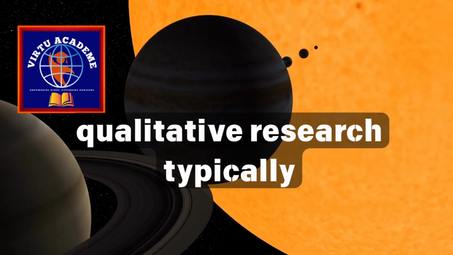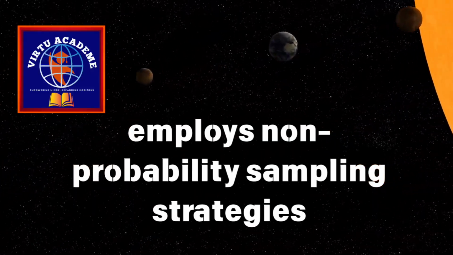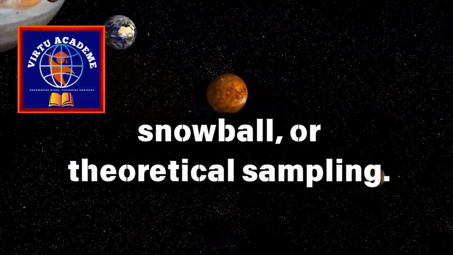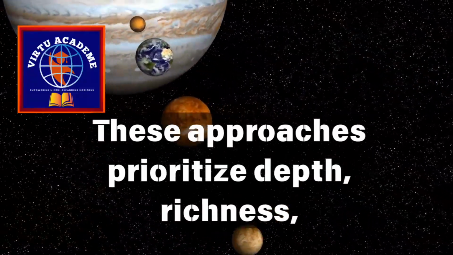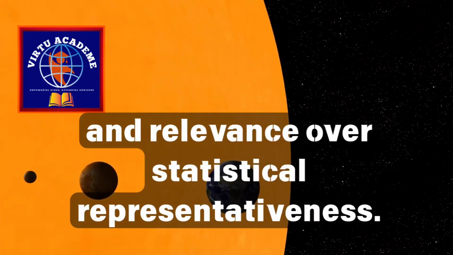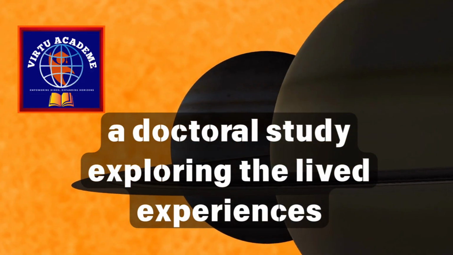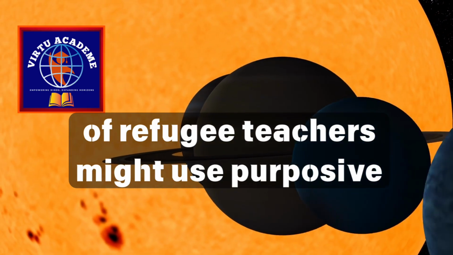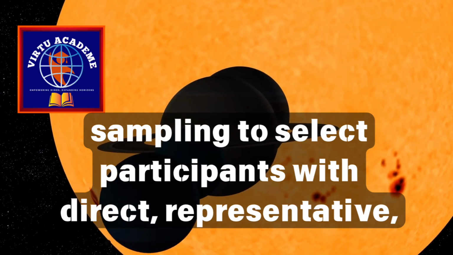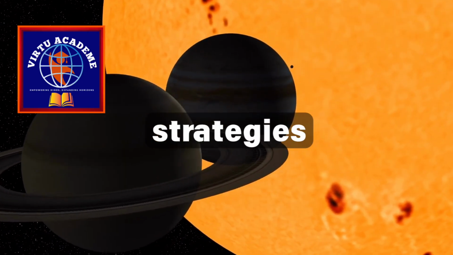In contrast, qualitative research typically employs non-probability sampling strategies, such as purposive, convenience, snowball, or theoretical sampling. These approaches prioritize depth, richness, and relevance over statistical representativeness. For instance, a doctoral study exploring the lived experiences of refugee teachers might use purposive sampling to select participants with direct, relevant knowledge, or snowball sampling to access hard-to-reach populations.